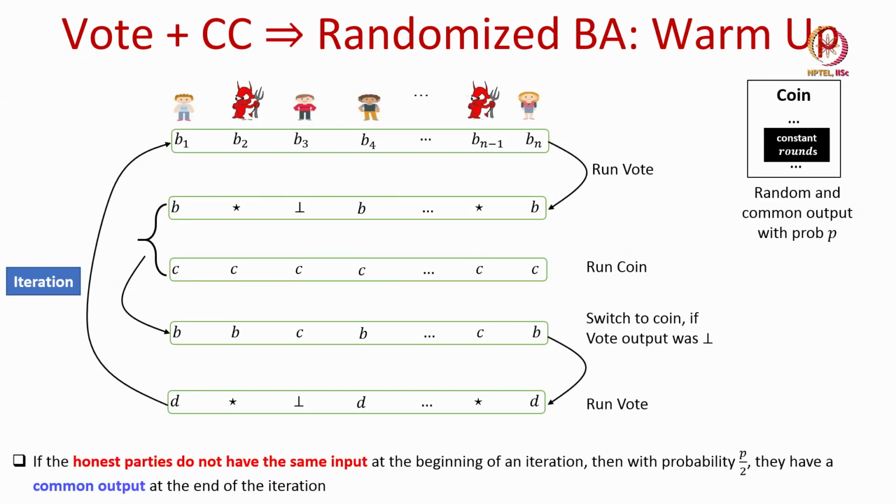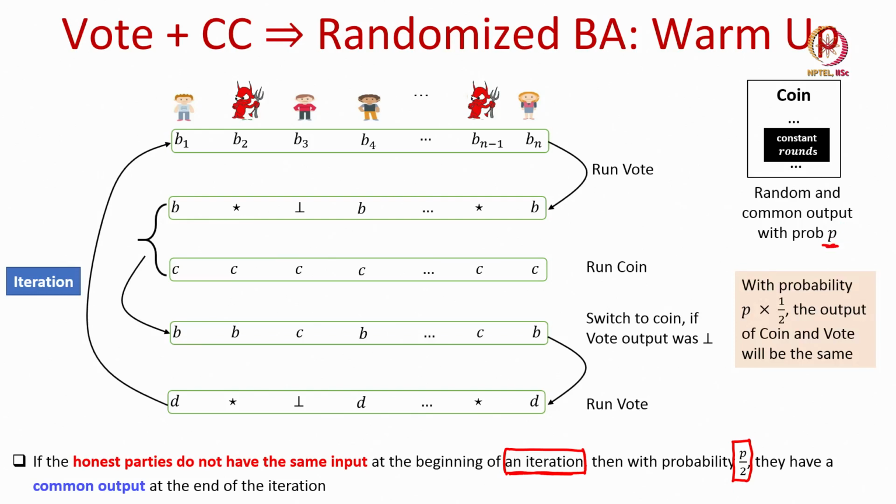The second observation is that if the honest parties do not have the same input at the beginning of an iteration, then what is the probability that they have the same output at the end of that iteration? The claim is that the probability with which they have the same output at the end of the iteration is at least p over 2, provided the commonness probability of the coin primitive is p.